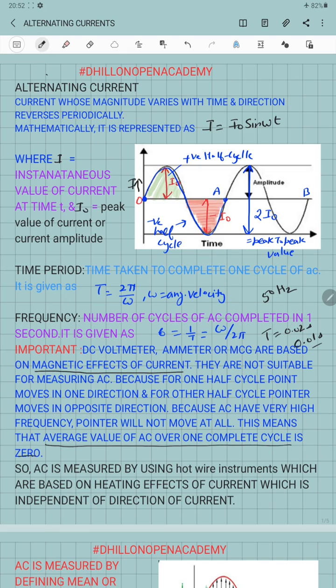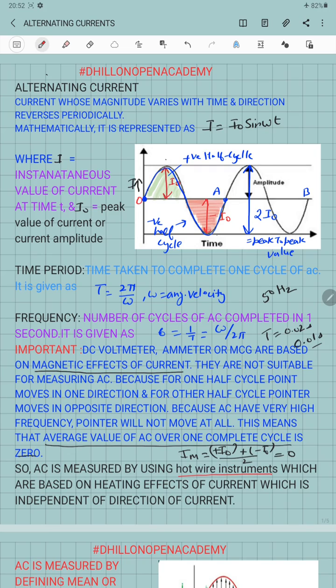You can see that in the positive half cycle the current is plus I naught, but in the negative half cycle the current is minus I naught. So if we measure the average or mean value, it will be plus I naught plus minus I naught divided by 2, which equals 0. So instead of measuring AC on the magnetic effects of the current, we measure AC using hot wire instruments, which are based upon the heating effects of the current.